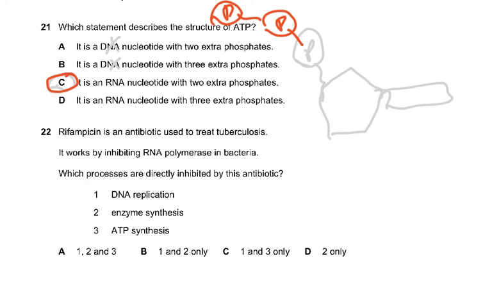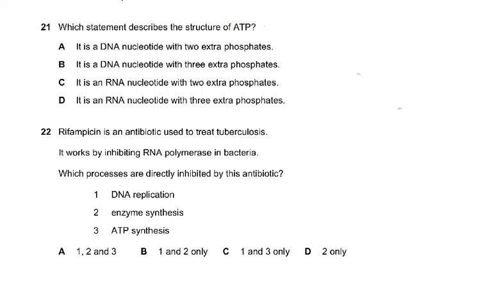Okay, then coming on to question number 22. Rifampicin is an antibiotic used to treat tuberculosis. It works by inhibiting RNA polymerase in bacteria.